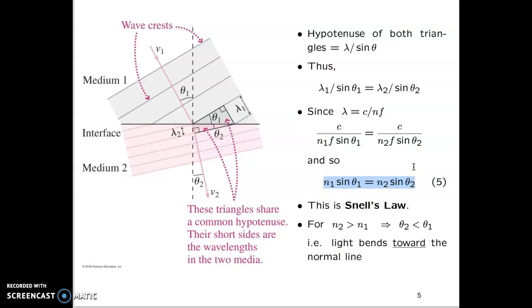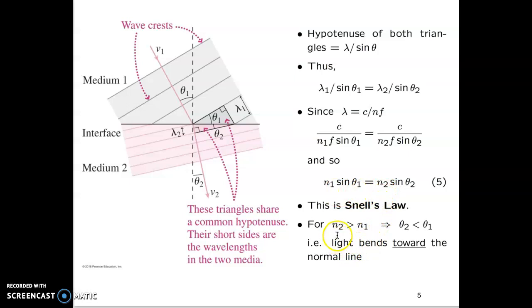This equation is called Snell's law. So if you've taken high school physics, you've probably seen this before. If you haven't, well, here it is. And what it's telling you is a relationship between the angle of incidence and the angle of refraction in terms of these properties of the two media, the indices of refraction, n1 and n2. Okay?